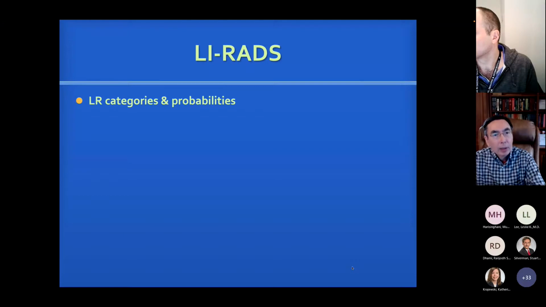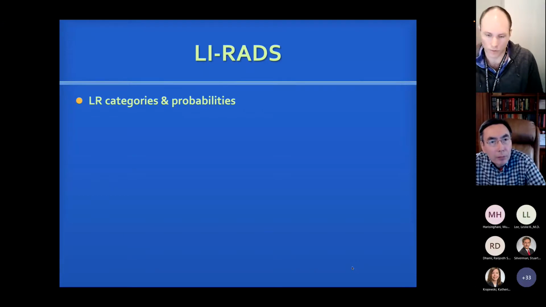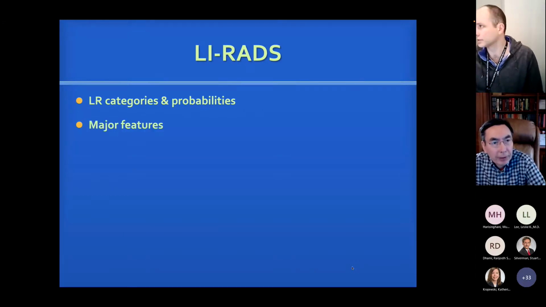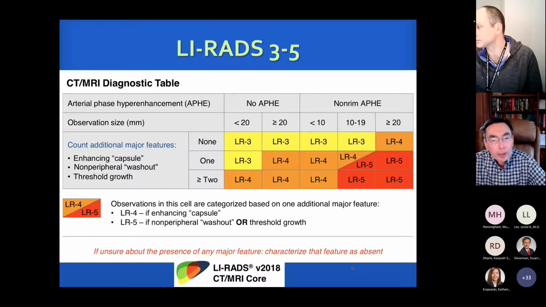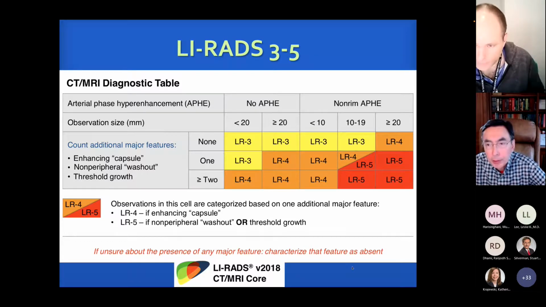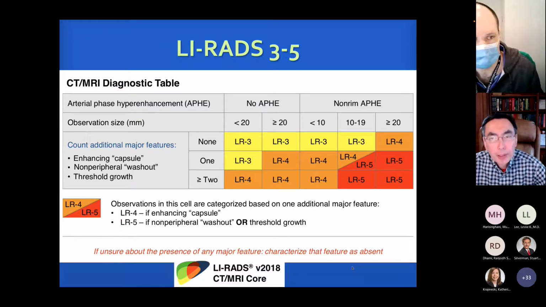So the LI-RADS categories essentially assign probabilities of HCC. And for LR5, we only use what's called major features. There are 5 major features that we use in LI-RADS to assign a high probability LR5 for HCC. And as you use LI-RADS, this is where you're going to focus really almost all of your attention at the readout station. I'll take you through this table. The table shows you the 5 major features that we use.